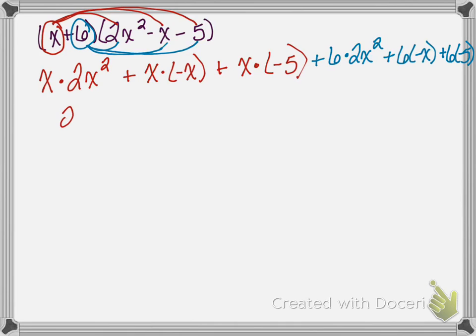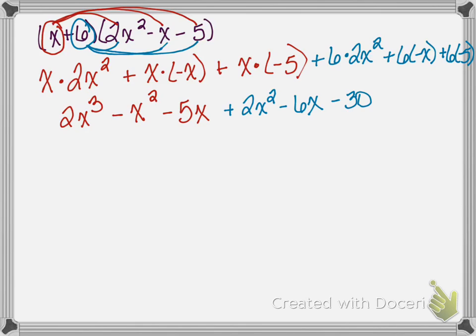X times 2x squared is 2x to the third. X times negative x is minus x squared. X times negative 5 is minus 5x. Okay. 6 times 2x squared is plus 12x squared. 6 times negative x is minus 6x. 6 times negative 5 is negative 30.